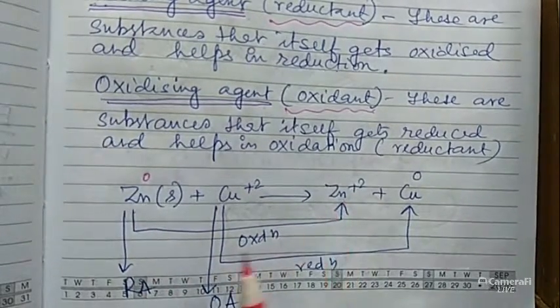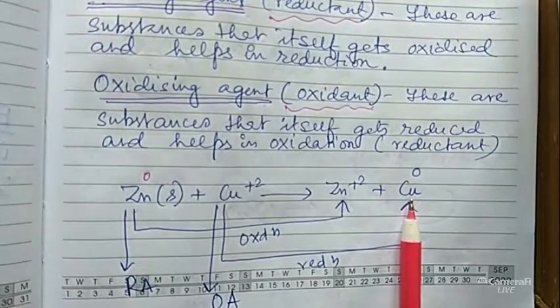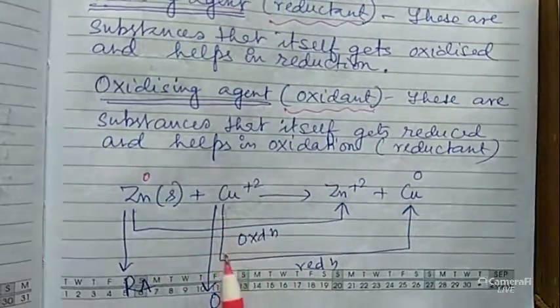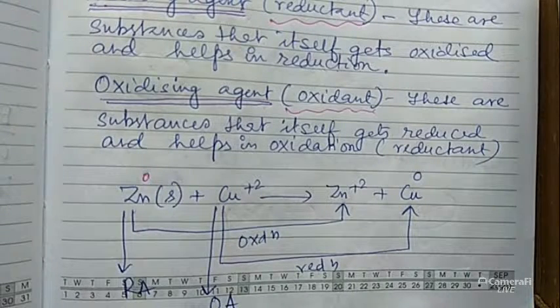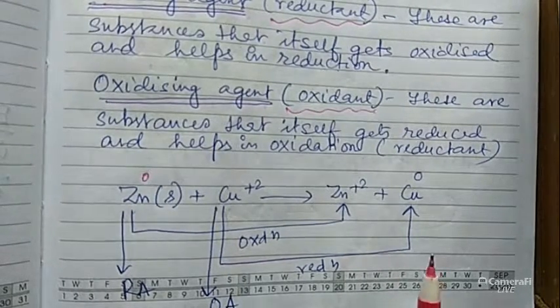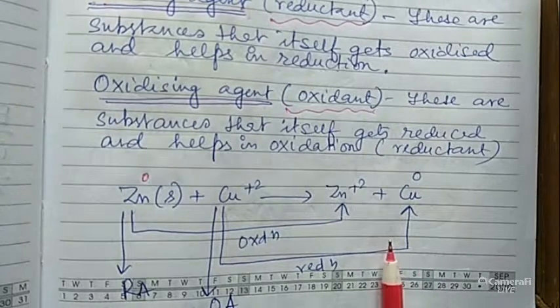So here, oxidation has taken place. On the other hand, copper plus 2 is changing to copper 0. What has taken place? The process of reduction has taken place. So both oxidation and reduction have taken place simultaneously. Oxidation and reduction are such reactions where both take place simultaneously. This type of reaction is called a redox reaction.